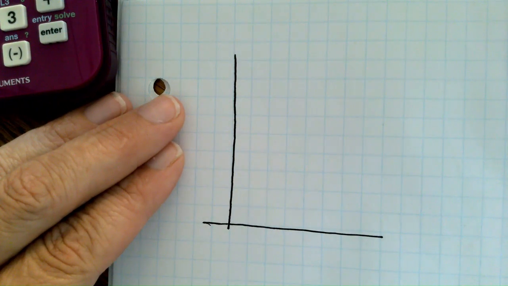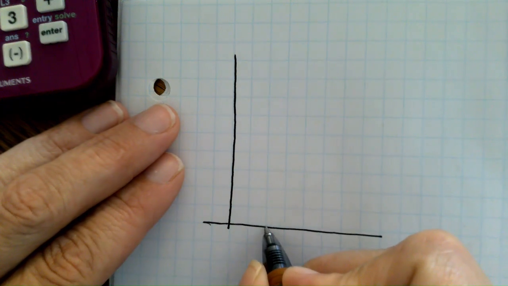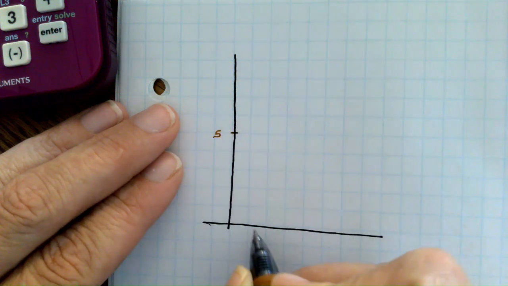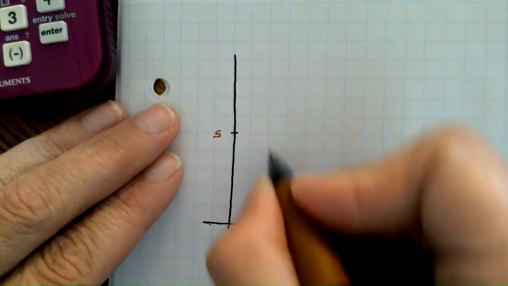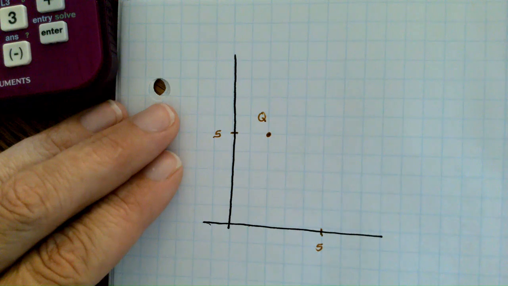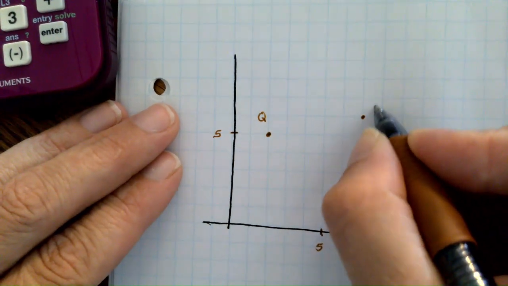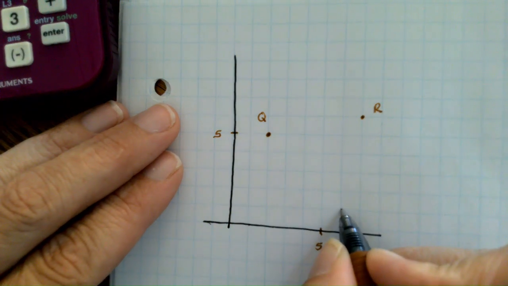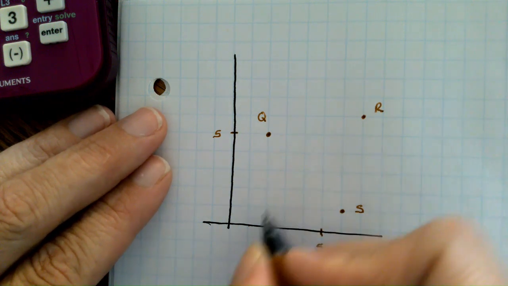Okay, Q is going to be at 2, 5. So 1, 2, 3, 4, 5. I'm just going to mark where 5 is on all these. So Q is at 2, 5. R is going to be at 7, 6. S is going to be at 6, 1. And P is going to be at 2, 1.